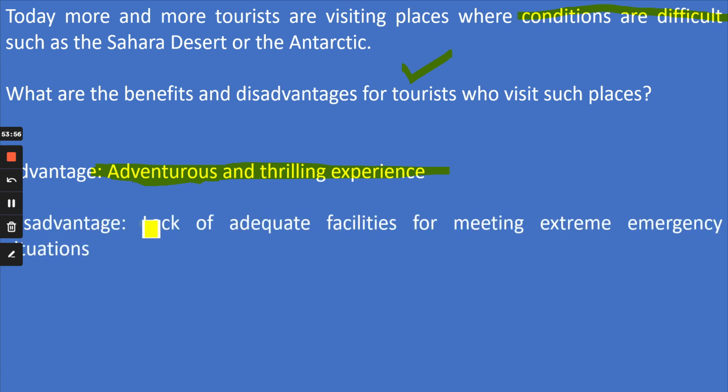Disadvantage: lack of adequate facilities for meeting extreme emergency situations or conditions. So if you're a tourist going to a place where conditions are difficult, generally in such places we don't have effective infrastructure facilities, plus they are generally far from human civilization. So if you go to such places and meet with any emergency, like an accident, or you fall sick, then there are not enough facilities for you. You being a tourist, you are going to face this problem.